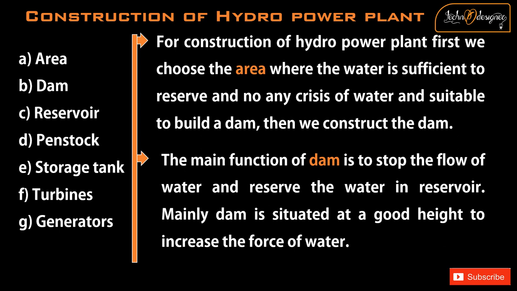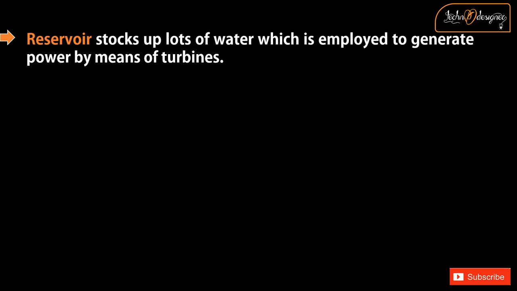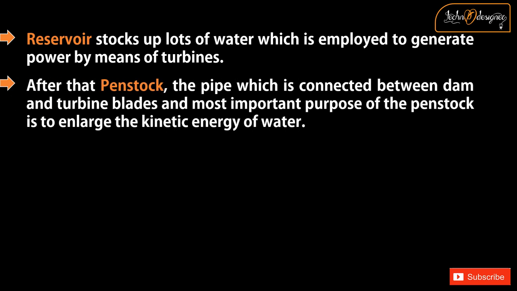The main function of the dam is to stop the flow of water and reserve the water in the reservoir. Mainly the dam is situated at a good height to increase the force of water. The reservoir stocks up lots of water, which is employed to generate power by means of turbines. After that, the penstock is the pipe connected between the dam and turbine blades, and the most important purpose of the penstock is to enlarge the kinetic energy of water.